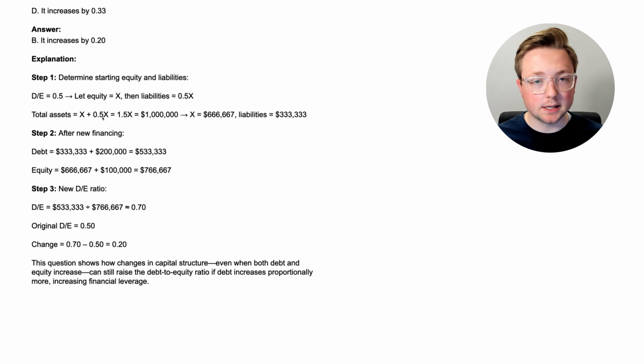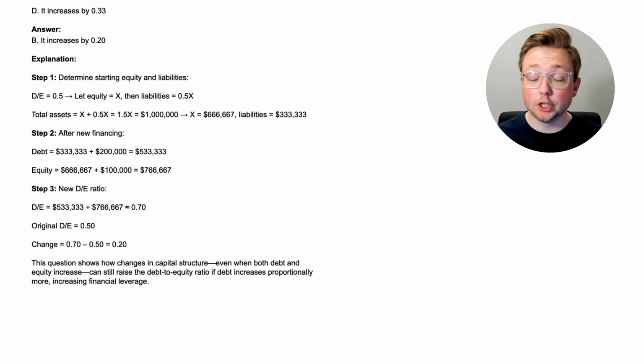So again, just by basic algebra, basic math, and knowing the accounting equation, we can figure out that based off of the debt to equity ratio and the assets, the equity is $666,667, and the liabilities are $333,333.